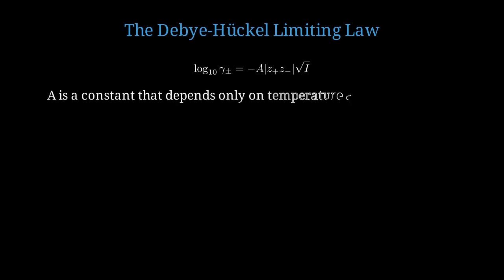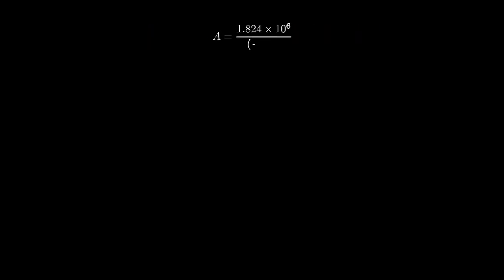Now let's look at the mathematical result that Debye and Hückel derived. This is their famous limiting law. The log base 10 of the mean activity coefficient gamma plus minus equals negative A times the absolute value of Z plus times Z minus times the square root of ionic strength I. Here, A is a constant that depends only on temperature and the properties of the solvent. For water at 25 degrees Celsius, A equals approximately 0.51. The theoretical expression for A is 1.824 times 10 to the 6 divided by epsilon T to the 3/2 power.